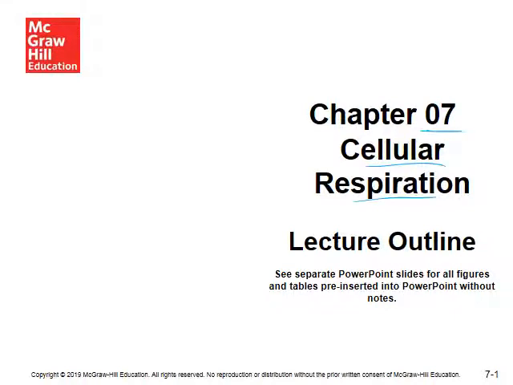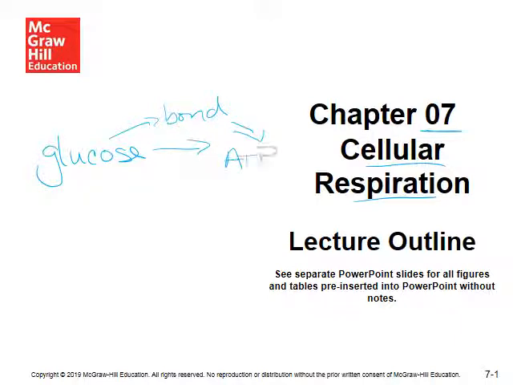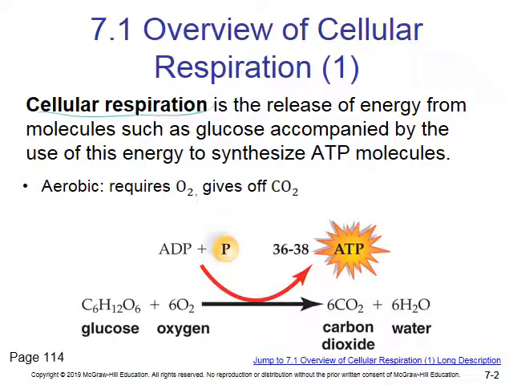We're going to talk all about cellular respiration. Basically, if we just broke it down to the simplest form, we're taking the energy out of the bonds of glucose and we're storing that energy in the bonds of ATP. Cellular respiration is the release of energy from glucose, and we use this energy to synthesize ATP.